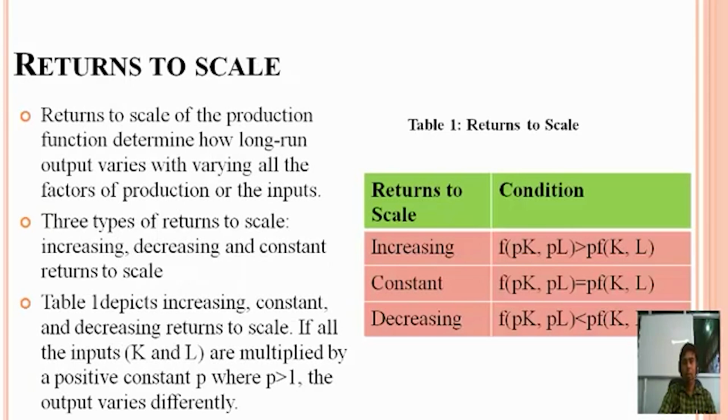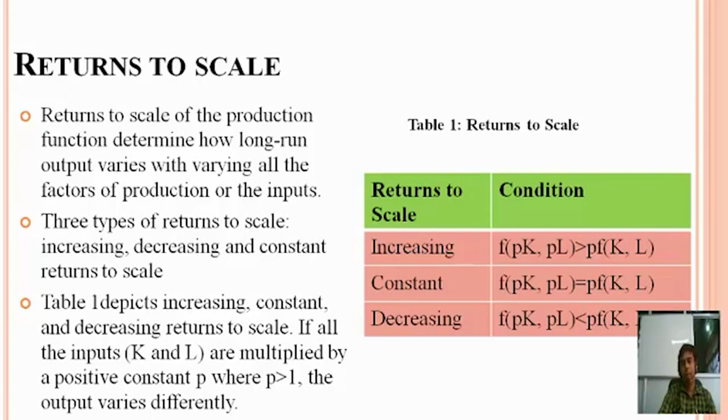So another tool is the returns to scale, where we can see how the returns to scale of the production function determine how long-run output varies when all the factors of production, or the inputs, are varied. There are three types of returns to scale: increasing, decreasing, and constant. In table 1, it is shown that if all the inputs, capital and labor, are multiplied by a positive constant P, where P is greater than 1, the output varies differently.